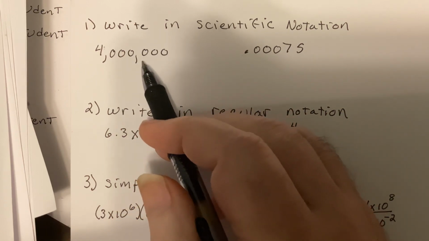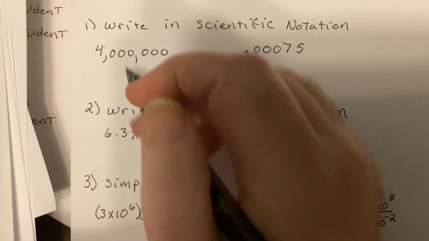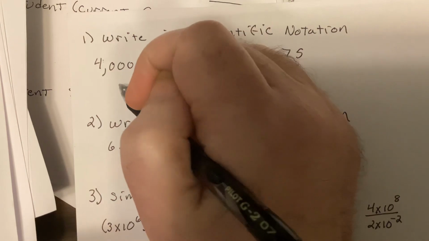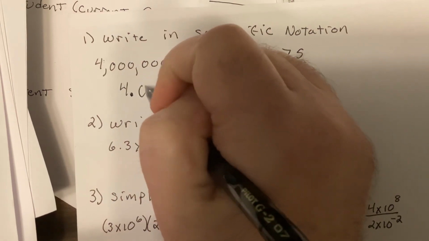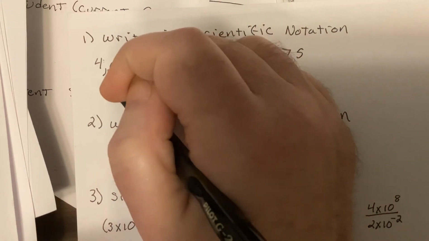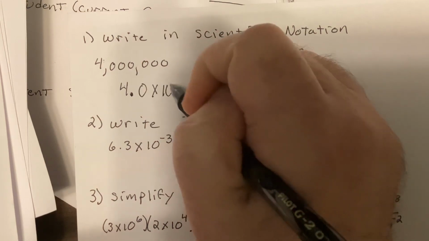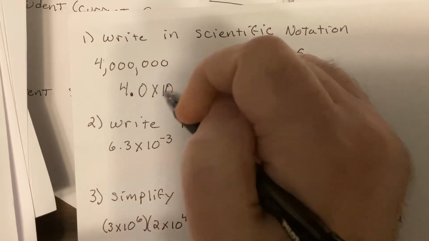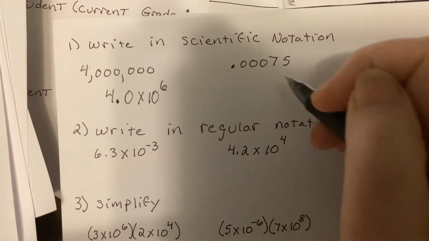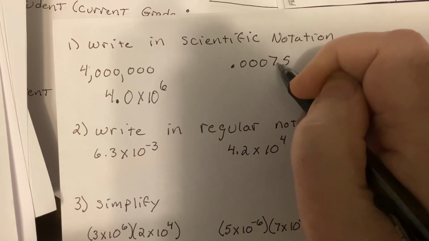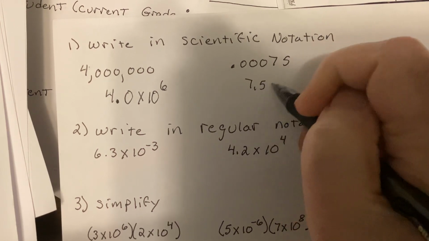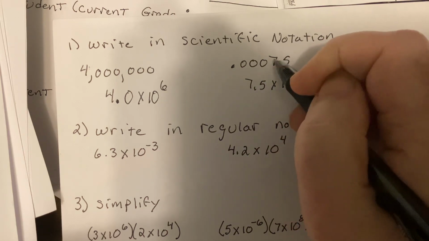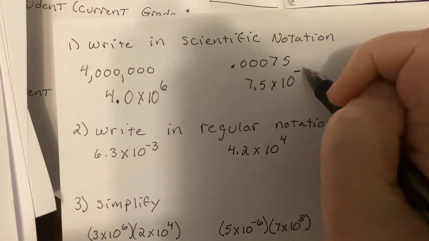We move the decimal to get a number between 1 and 10. Oops, let me change this. Here we go. So it'd be 4.0 times 10 to the number of times we moved it. And the original is bigger, so this is positive. Here we move the decimal, 7.5 times 10 to the, we moved it 4 times, but the original is smaller, so it's negative.